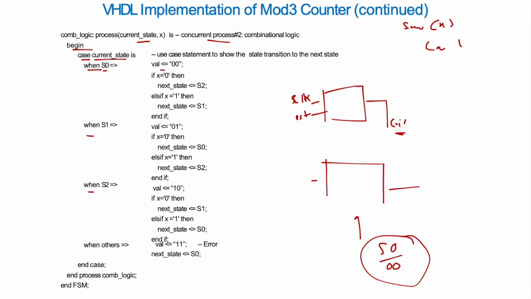Now we are still in S naught. We've set the value and we're saying that if X is equal to 0, then the next state should be, remember we have S naught, S1, S2, S3, where we are not using S3. So if the value of X, which we are putting into this process, is equal to 0, what we should do is to go back, right? So if X is equal to 0, we want to go back to S2.